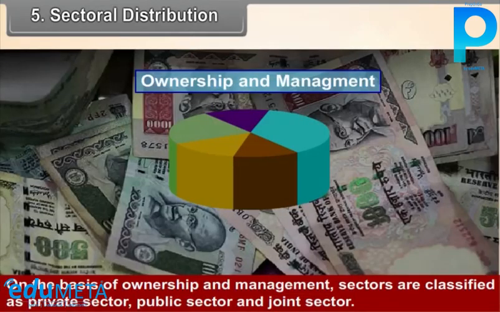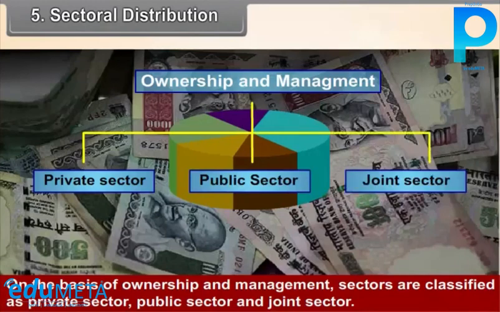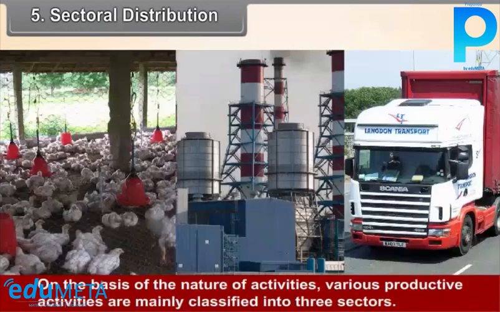5. Sectoral distribution. On the basis of ownership and management, sectors are classified as private sector, public sector, and joint sector. On the basis of the nature of activities, various productive activities are mainly classified into 3 sectors.